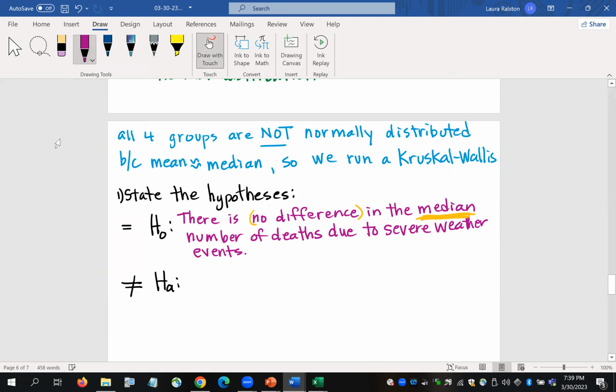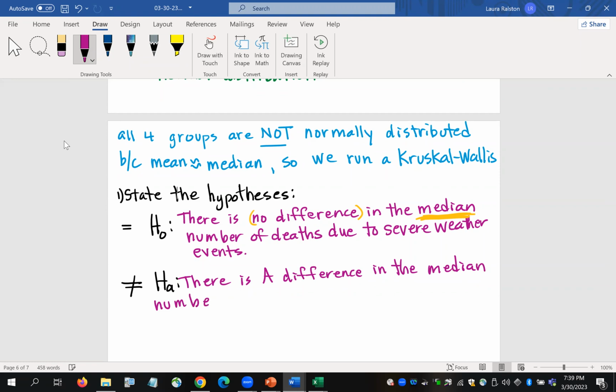The alternative would be there is a difference in the median number of deaths due to severe weather events.